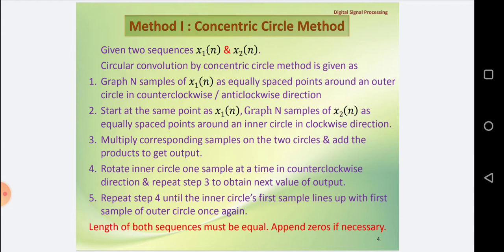Step 4, rotate the inner circle one sample at a time in counterclockwise direction and repeat step 3 to obtain the next value of output. Step 5, repeat step 4 until the inner circle's first sample lines up with the first sample of the outer circle once again. While solving these examples, the length of both sequences must be equal. If they are not equal, then append extra zeros if necessary.